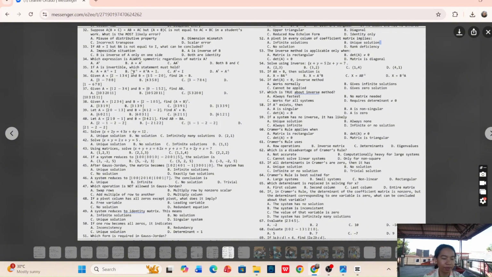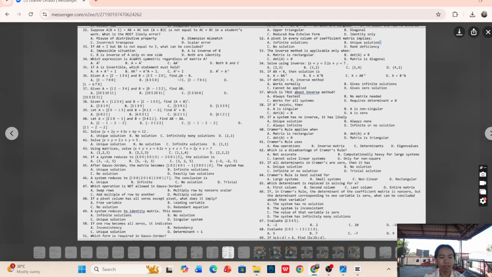So the correct answer for number 35 is letter A. Number 36. Given A equals 2, minus 1, 3, and 4, and B equals 15, minus 20, find 2A minus B. So this is simply subtracting the B matrix from the A matrix and then multiplying it by 2. Or simply distributing 2 times A and 2 times B, and then the result will be subtracted from the 2A.